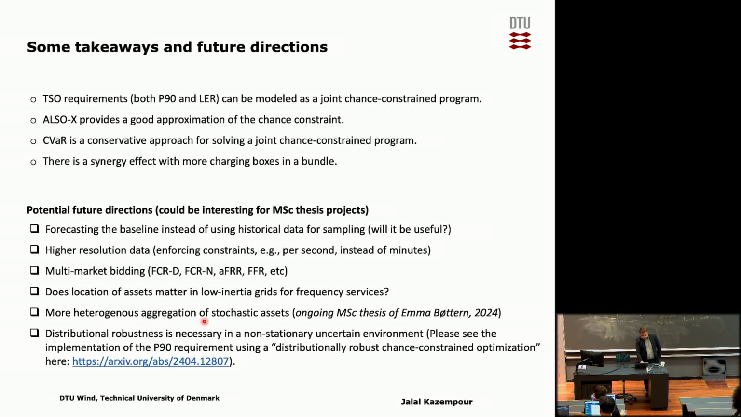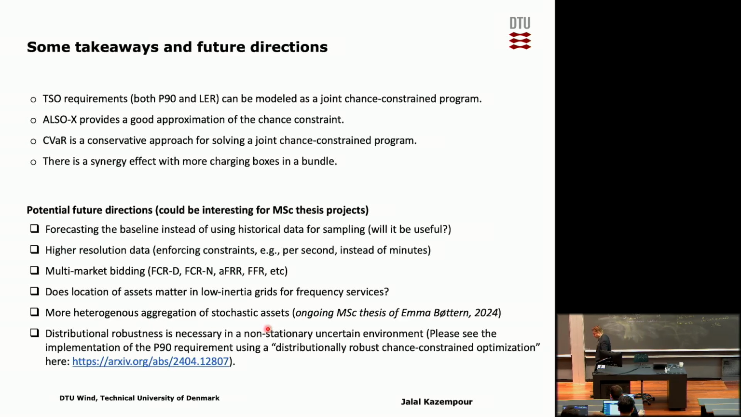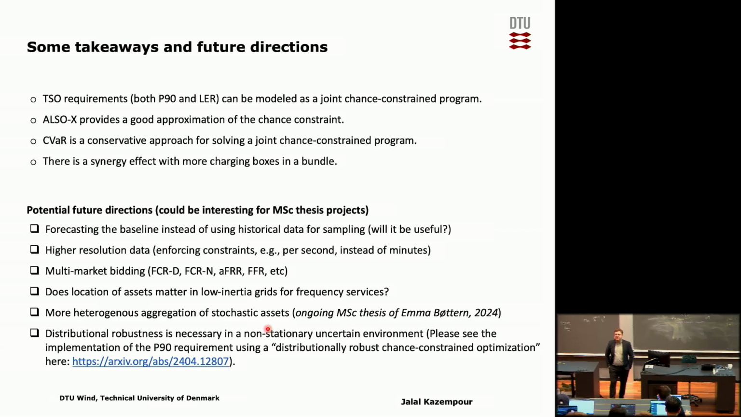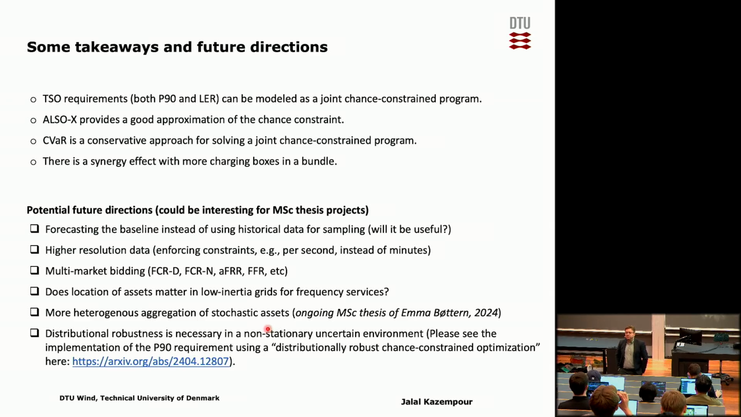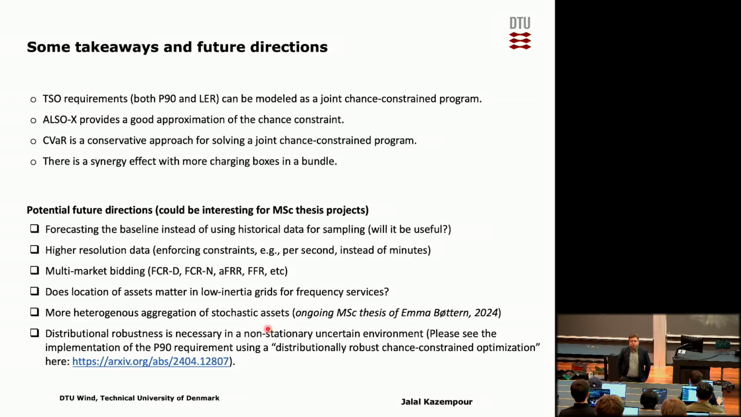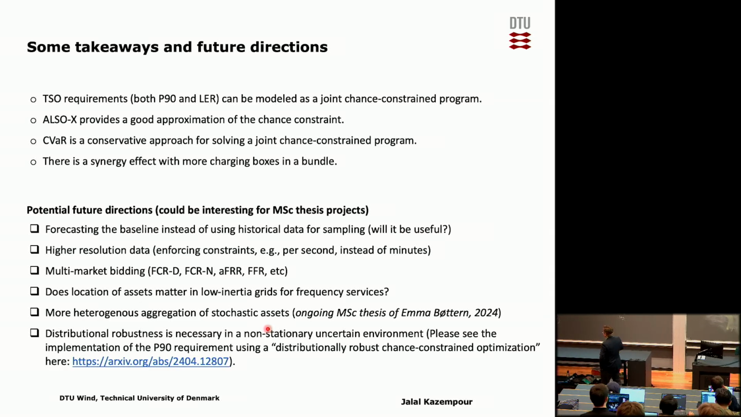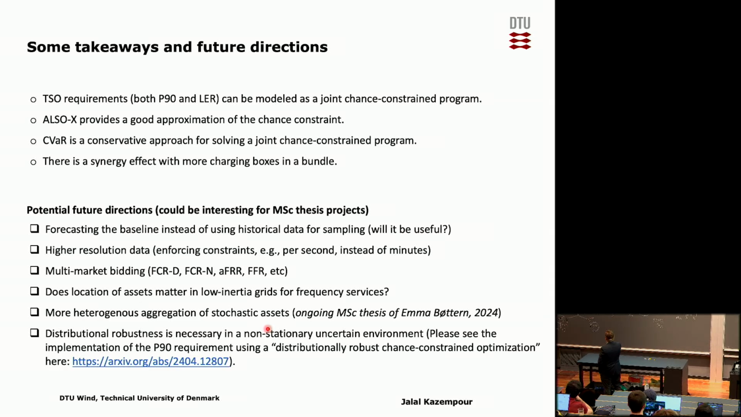Another direction is more heterogeneous aggregation of stochastic assets. Why are we only talking about EVs? Why not think of an aggregator of different assets? Maybe we can have a portfolio of 1,000 EVs, 1,000 heat pumps, multiple wind turbines, other flexible assets together. And maybe they can help each other. Maybe the synergy that we observe there will be even more. So that could be also an interesting way to go beyond this study.